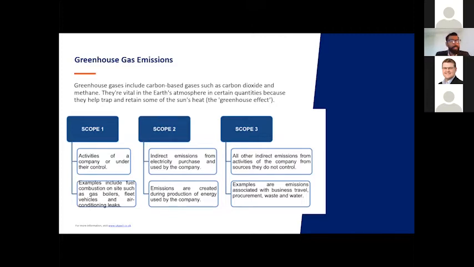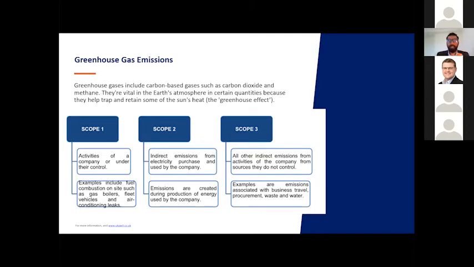As mentioned in the video, greenhouse gases are gases that are emitted from human activity, and these include carbon-based gases such as carbon dioxide as well as methane. And while they're vital to the Earth's atmosphere in certain quantities, they also trap heat and retain the sun's heat, as mentioned in the video, causing a greenhouse gas effect.